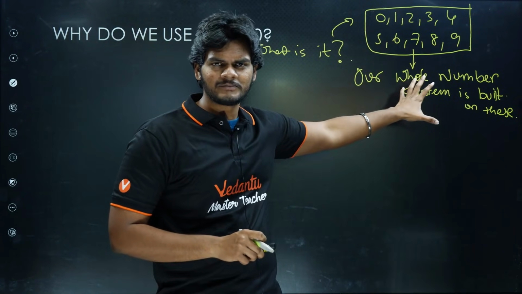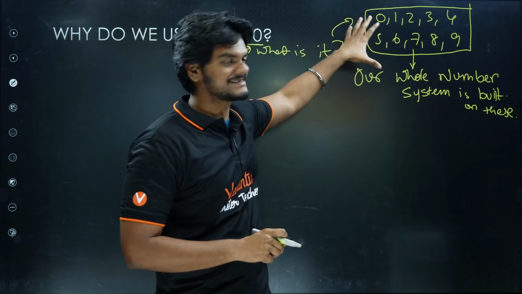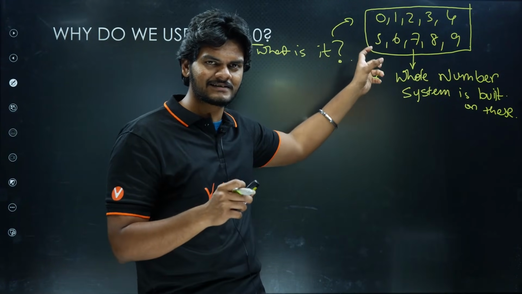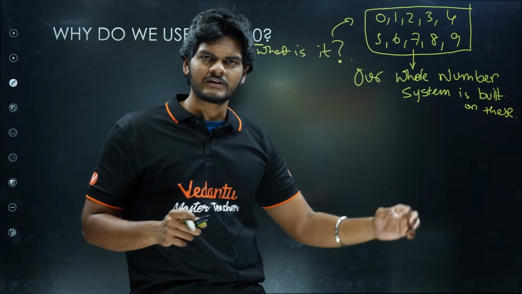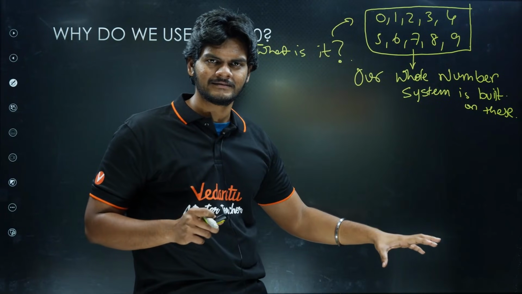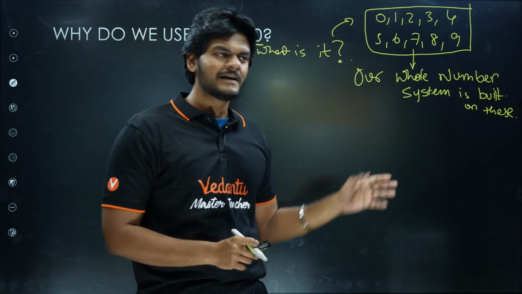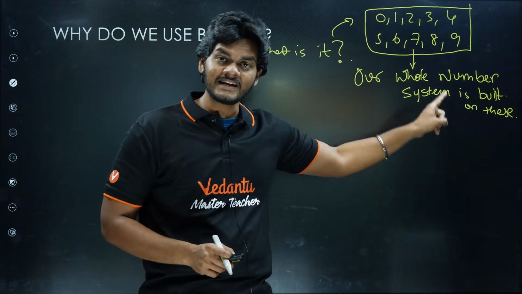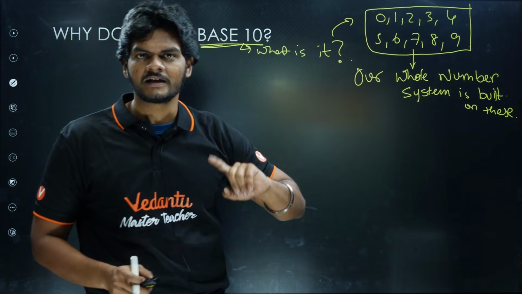This is our whole number system base, right? Base, because the whole number system is built on this. These are the bricks. Any number you give me, pi, e, anything, irrational, rational, doesn't matter, everything I can represent using these 10 characters. There are 10 characters which we use to make our numbers.